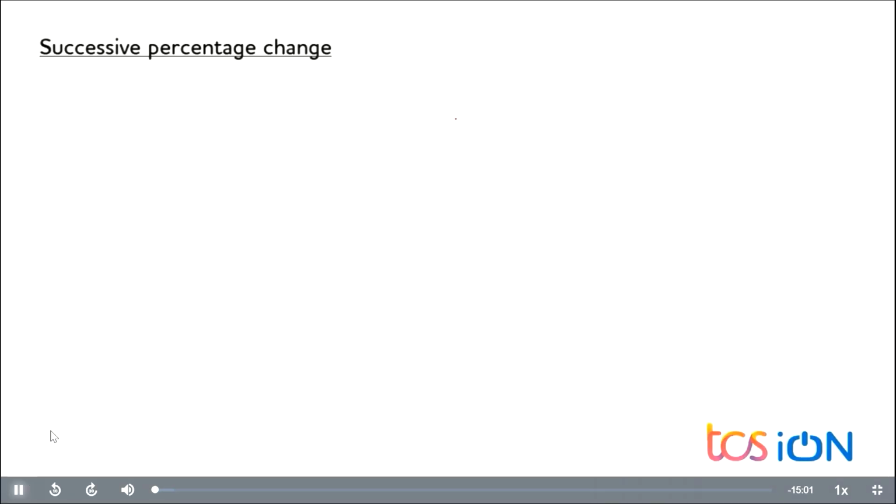In this video, we're going to discuss the concept and the problems on the successive percentage change concept. So what is successive percentage change? The term itself says successive. That means it should be continuous basically, right? It should be continuous, or it can be one after the other, increment or decrement.